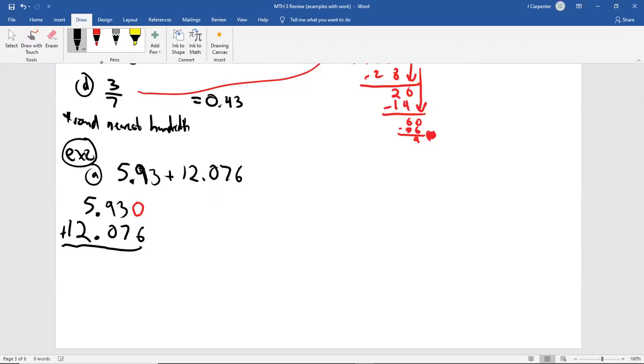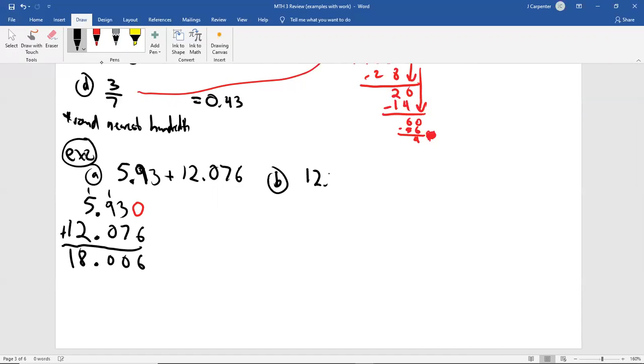And then we just add vertically. 0 plus 6 is 6. 3 plus 7 is 10. Carry the 1. 1 plus 9 plus 0 is 10. Carry the 1. Bring down your decimal. 5 plus 2 is 7. 6 plus 2 is 8. Just bring down the 1, and we get 18.006.